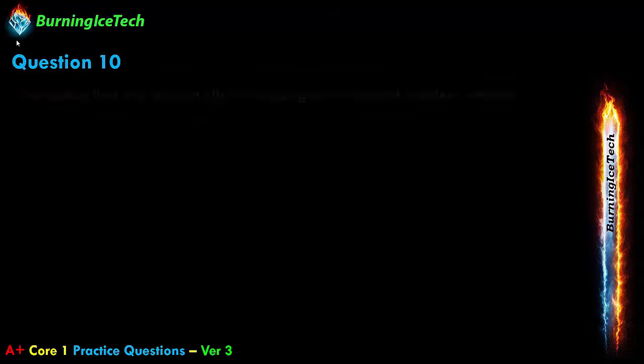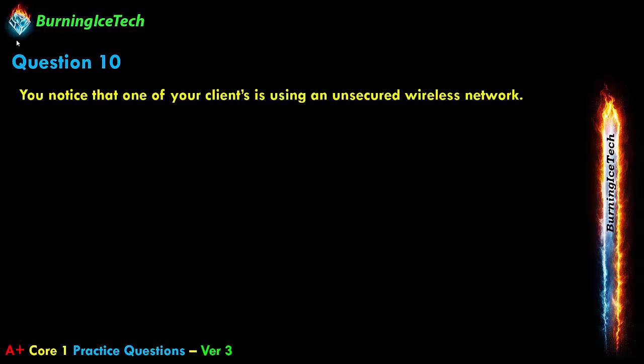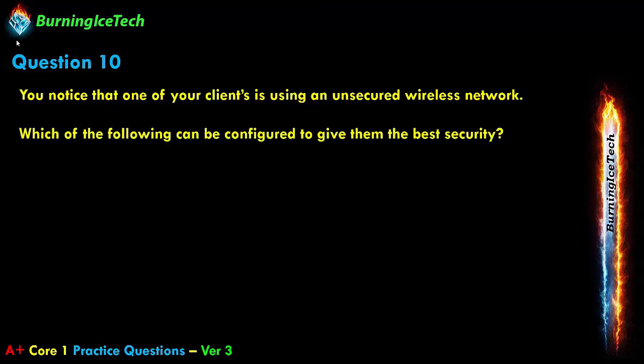Question 10. You notice that one of your clients is using an unsecured wireless network. Which of the following can be configured to give them the best security? Now, out of the 4 answers I've given you guys, I'll be honest, all 4 of them are real answers. They're all real security you'll find on a network. But the first one, being port security, has actually got nothing to do with wireless. That is a security you'll use on networks, but this will be for wired networks. Not for wireless. It's used for wired networks, and it's normally something you'll do on a switch. So it's got nothing to do with this question.